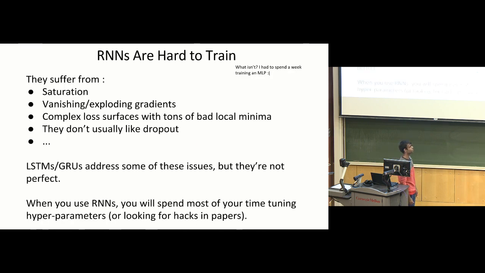So RNNs are hard to train. They present challenges that are different from networks like MLPs or CNNs because RNNs look at the past and sometimes also the future. RNNs suffer from saturation. They suffer from vanishing and exploding gradients.